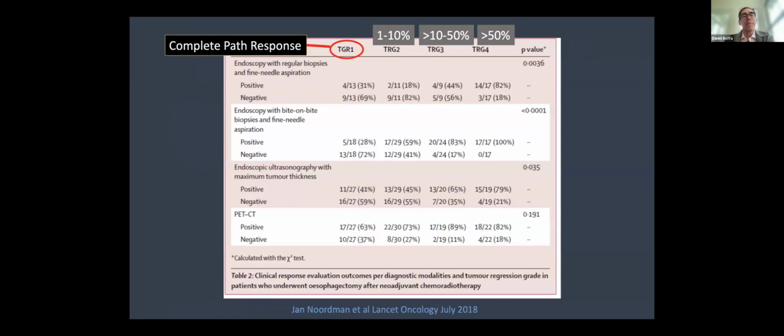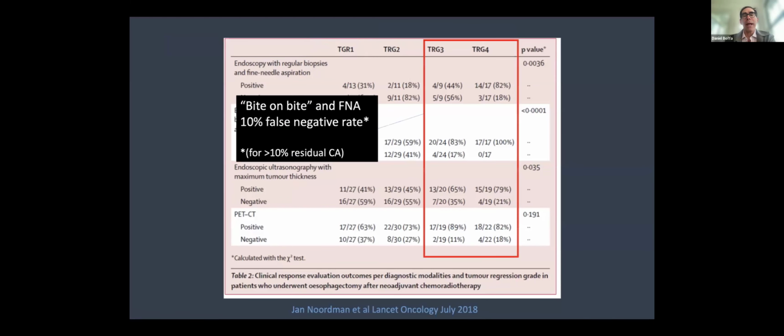false negative. And so this is a table by group, and the TRG at the top here, these are their different categories of residual disease. So if you were a TRG1, you had a complete pathologic response, or you had 1 to 10% viable cancer, or greater than 10% but less than 50%, or greater than 50%. These are the categories that they code their viable cancer. And this is what the study was designed to look at, just these patients who had more than 10% viable cancer, and they found that there was a 10% false negative rate.